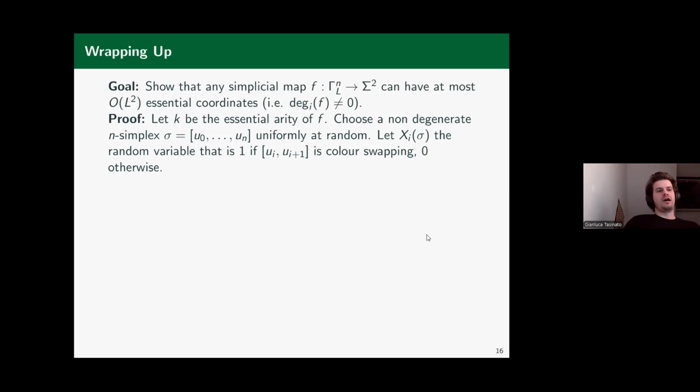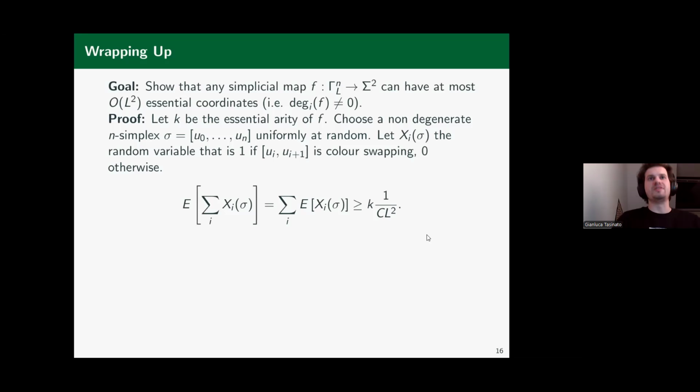What happens to the total sum of these variables? Well, what's the expected value? We know that for every essential direction, and there are k of those, we should have at least 1 over CL squared color swapping edges. Therefore, by linearity, the expected value of this sum has to be at least k over CL squared.